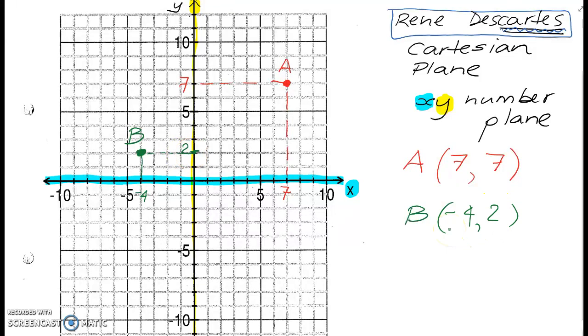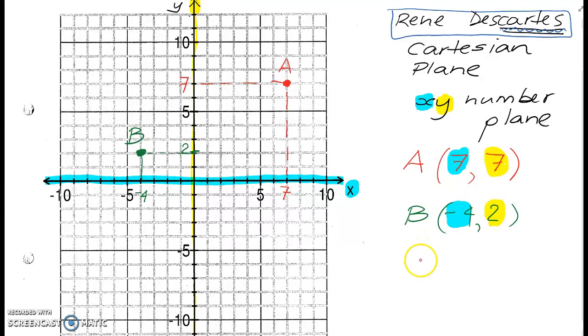So the Y coordinate's always the second number. The X coordinate is the first number. And that shows us how we label a point and where we draw it in space. Let's just see if we can draw one if it's given its coordinates.